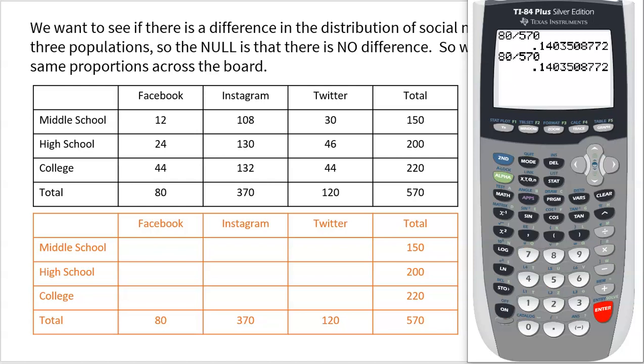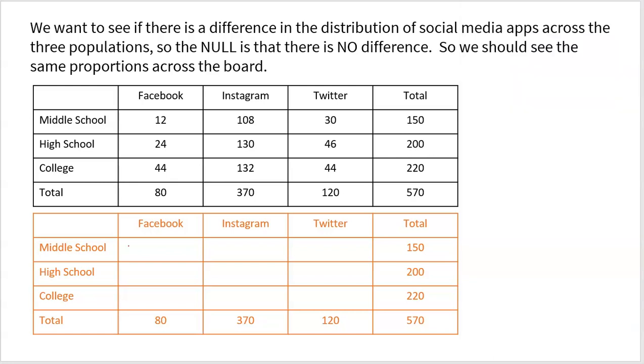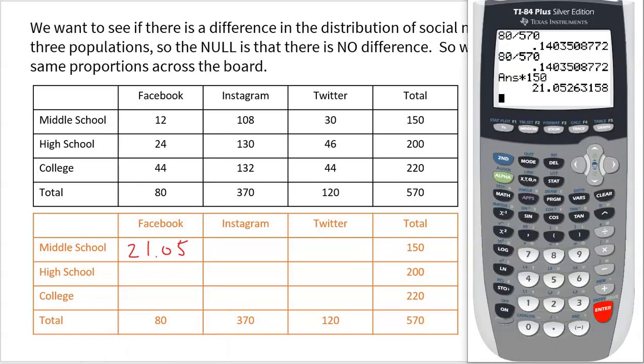That's 14%. And I'm going to times that by 150 because what I'm saying is that if it's the same, I should see the 14% of middle schoolers using Facebook. So again, 21.05. So that's the number that goes right here, 21.05. That's the expected number. Saw 12, expected 21.05. And I literally have to repeat this process, and that's why there's a whole separate video for this, because this does take time, for every single one of these.